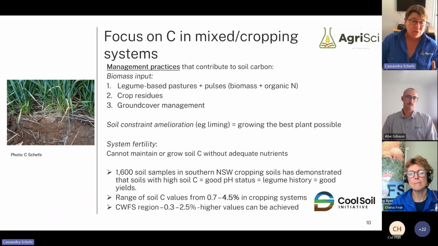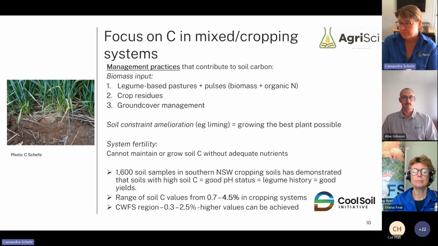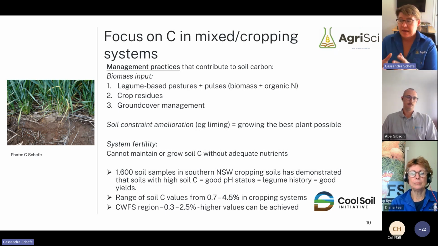In terms of what we can actually do in terms of carbon in our soils, there's probably a few elements to it. We've talked about the constraint amelioration to grow the best plant possible. Then we look at our biomass inputs. So we know that legume-based pastures and pulses are one of the best things that we can do over the long term to increase our soil carbon levels. And this is due to the input of that biomass. So perennial pastures and legumes have a high biomass input into the system. And because they're legume-based, they've also got a high organic nitrogen component, which helps in terms of organic matter breakdown and building of that carbon.